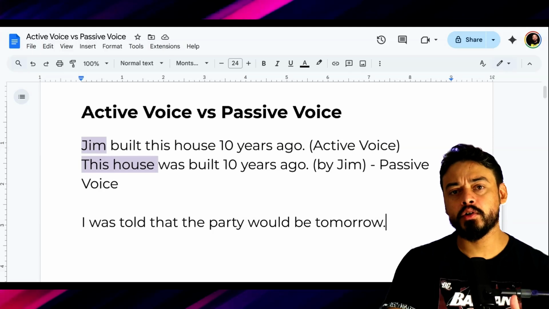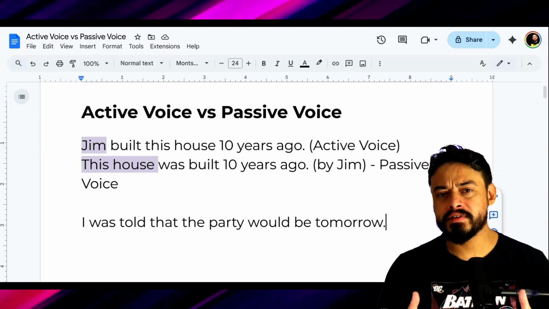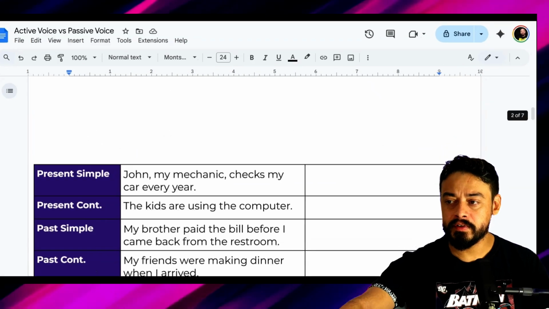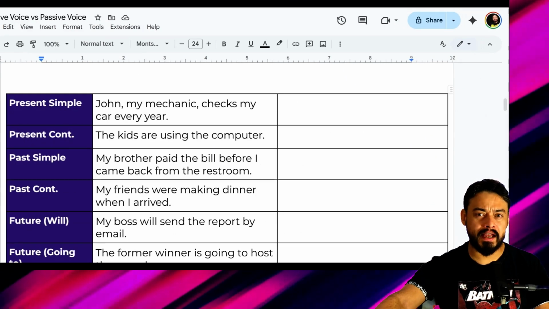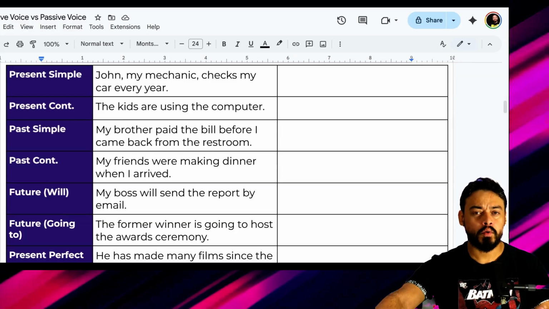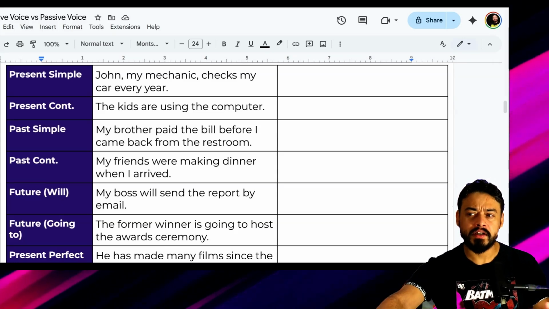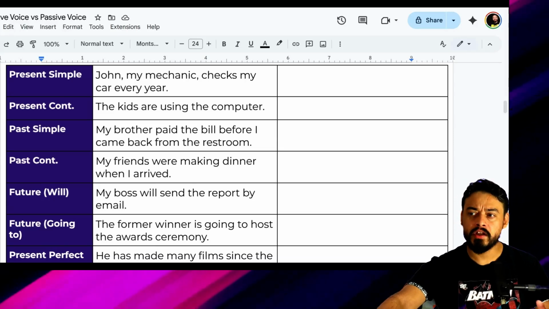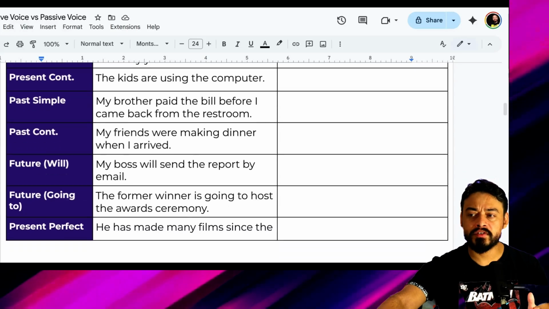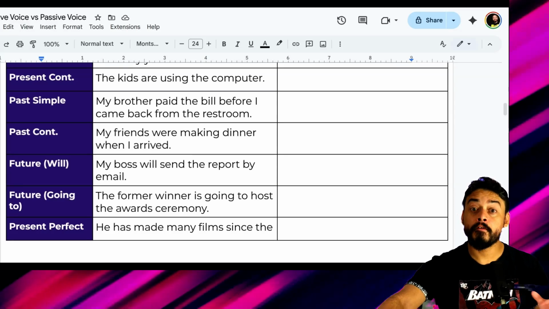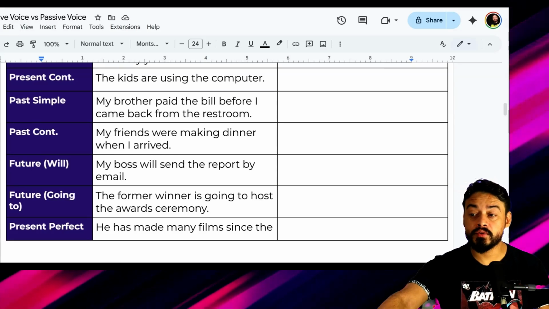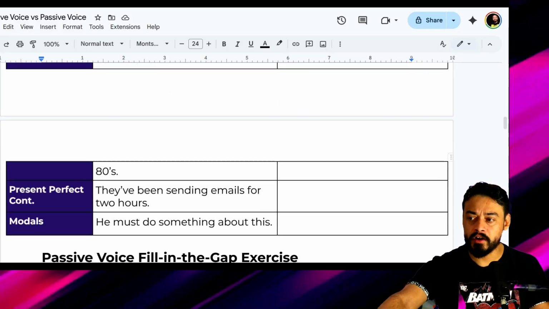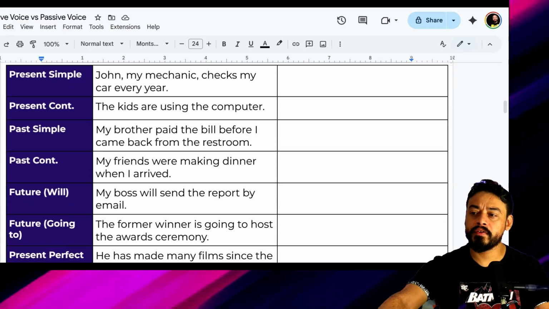So now let's take a look at how to form the passive voice, at the actual structure. And we're going to be looking into the most common verb tenses in English and how the passive voice behaves with each one. So here is a little table that I put together for this lesson. As you can see here, we're not going to cover all the verb tenses in English, just the most common ones, the ones that are mostly used in everyday conversations. So present simple, present continuous, past simple, past continuous, future with will, future with going to, present perfect continuous, and modals. All right? So let's get started here with present simple.